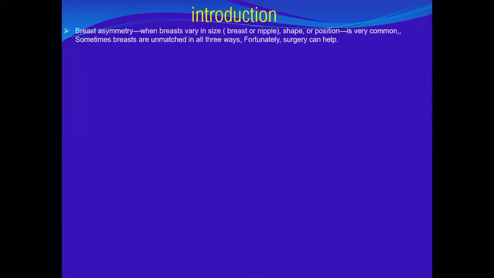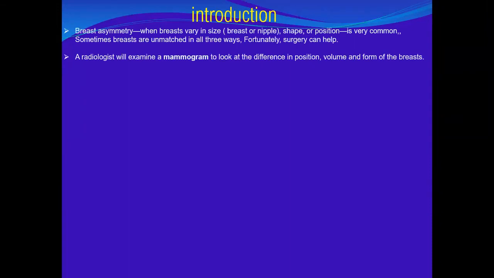Breast asymmetry can occur regarding the size between the two breasts or the nipples, the shape or position of the breast, which is very common. However, our session today is not concerned with this type of asymmetry, which can be corrected surgically. Our concern is what is seen on mammogram as asymmetric appearance or findings.